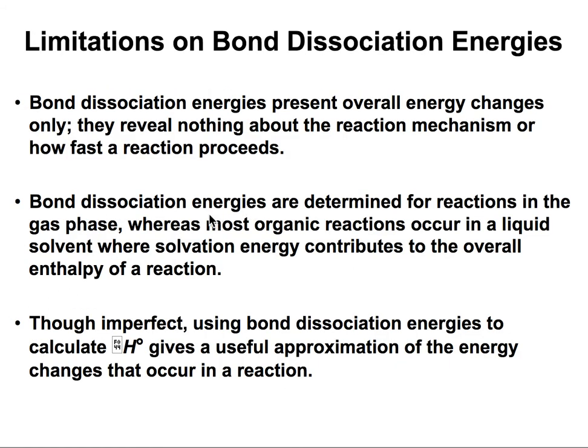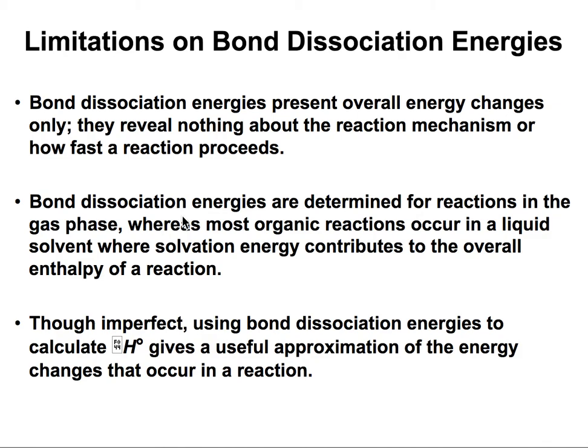There are some limitations to these bond dissociation energies. The information that we can get is from the start to the end, but we don't know anything about how this reaction proceeds. So we don't know if this reaction will have intermediates or if this reaction will be faster or slower. We can only know the beginning and the end of it.